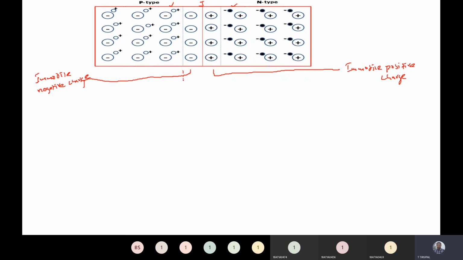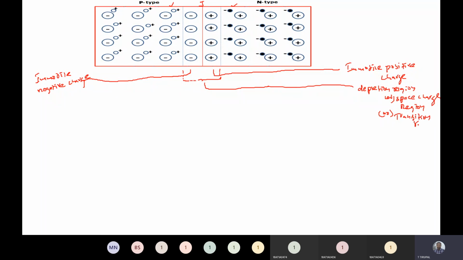The region where immobile charge is present is called the depletion region, or space charge region, or transition region. It can be called by different names. By default, the ideal value of this depletion region is equal to 1 micron.